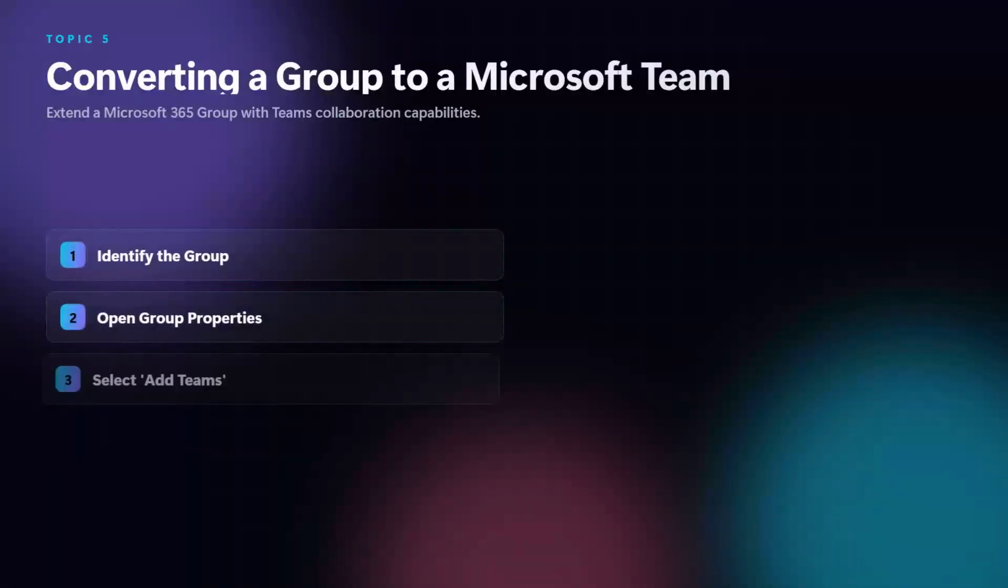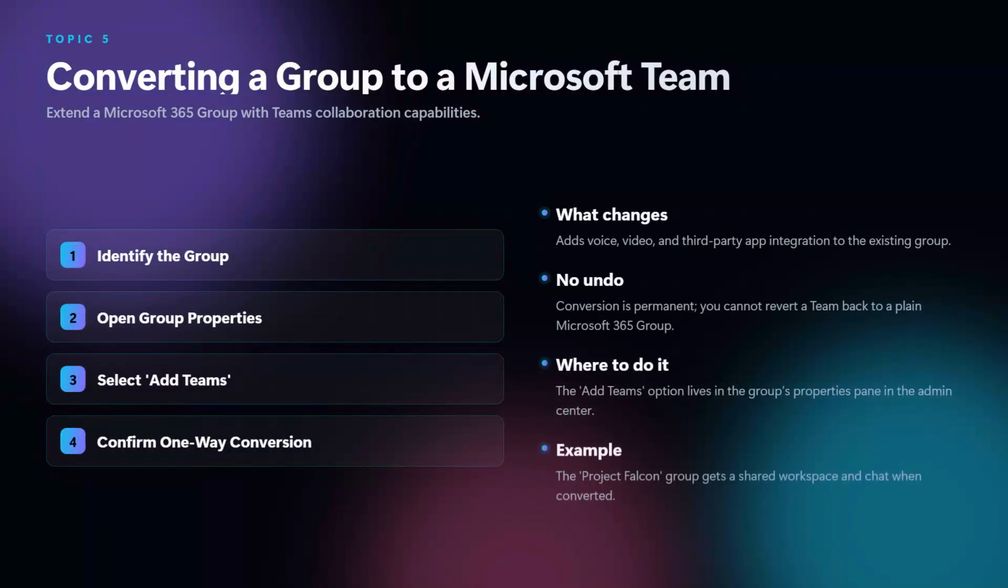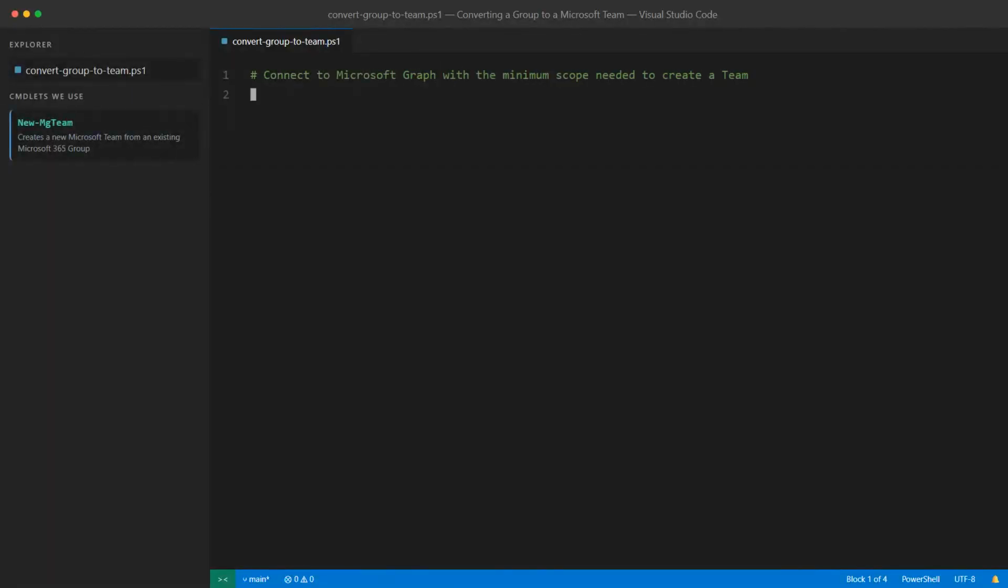We start by identifying the Microsoft 365 group we want to extend. Once you open its properties, you will see the Add Teams option right there in the Admin Center. Selecting it triggers a one-way conversion. This permanently layers voice, video, and app integration on top of the existing group membership and files. There is no undo button here. So when we convert a group like Project Falcon, we are giving it a shared workspace and chat that cannot be taken away.